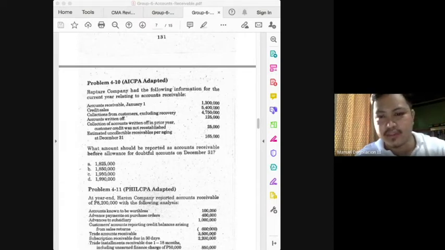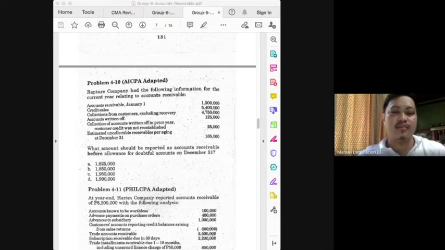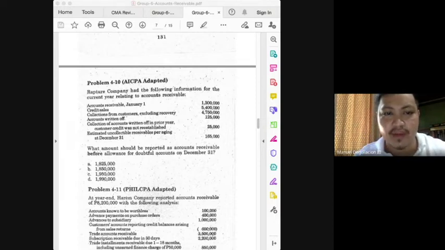This is important, class, because when there are write-offs, it's possible that in subsequent periods, those accounts that you have written off, those accounts that you have considered to be uncollectible already, may actually be paid by the customer. In some cases, problems would include the recoveries, class, the payments made by customers of defaulted accounts, as part of your collections from customers.